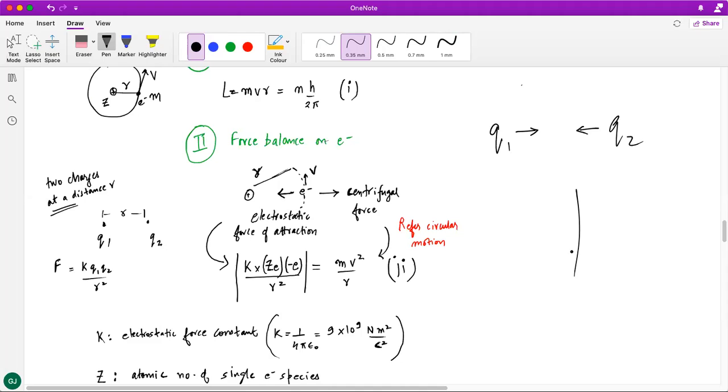So यहाँ पर, let's say if I define this as the convention for force, that it's a vector quantity. If I decide this direction to be positive and this direction to be negative, right, then can you see the electrostatic force acting in the negative direction and the centrifugal force acting in the positive direction?